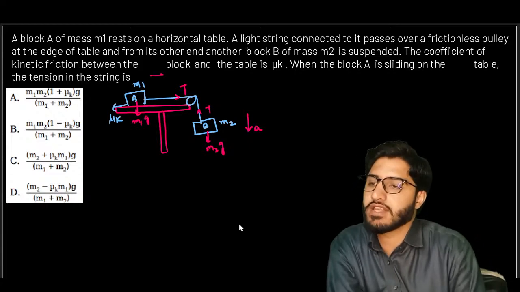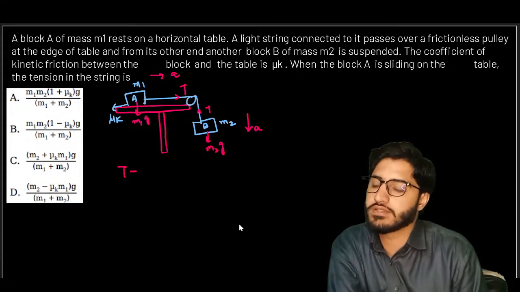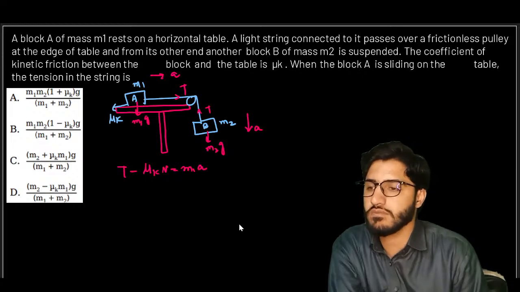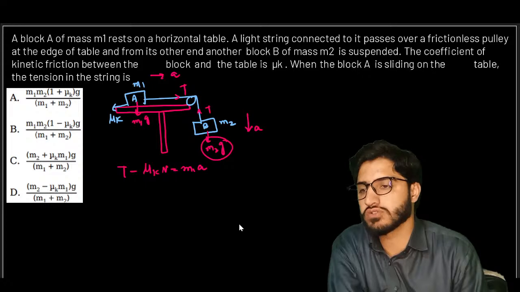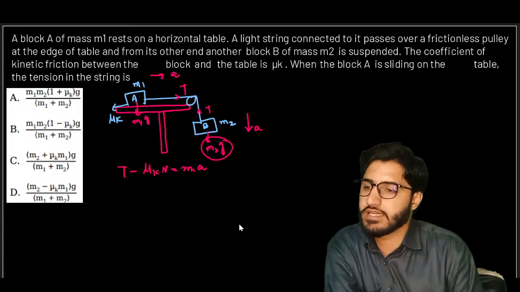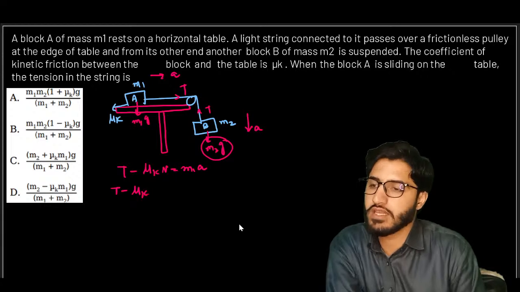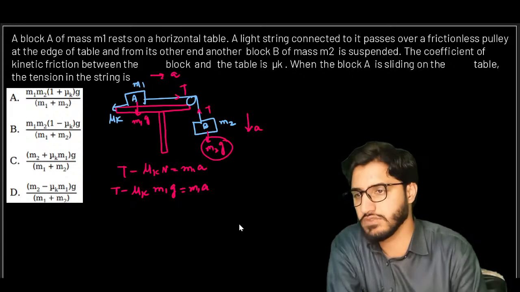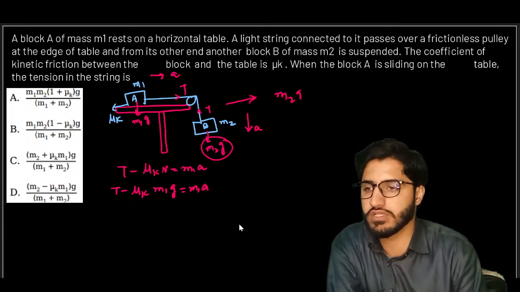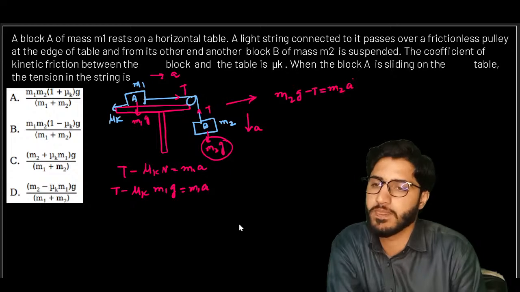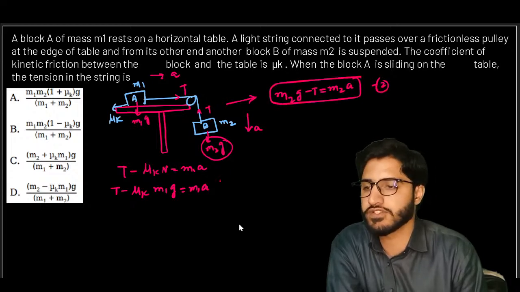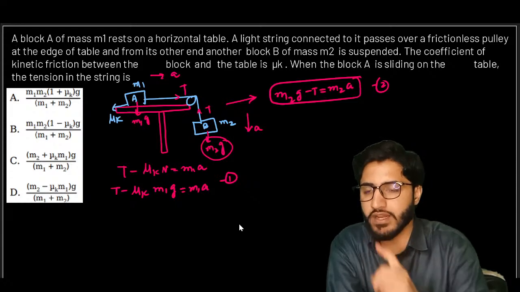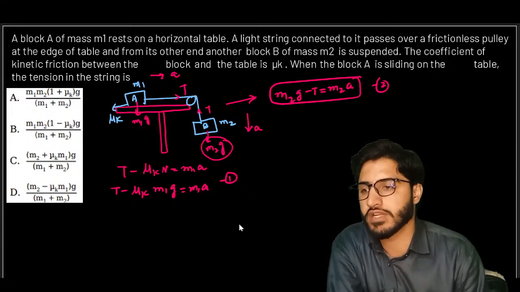So for this acceleration A, T minus nu Kn equals M1A. Tension is also M2G. So I can write T minus nu K N, where N is M1G, equals M1A. Now from this equation, M2G minus T equals M2A. Second equation. So my first equation, and what I need to find out is tension T.